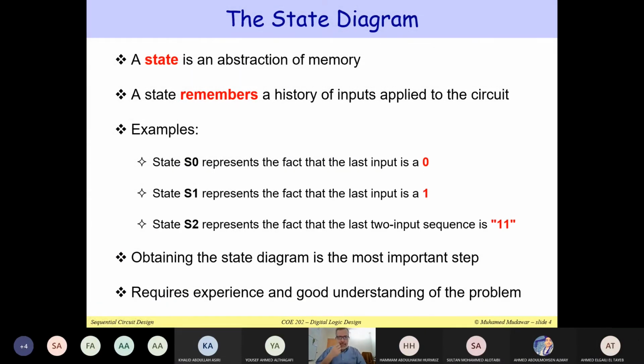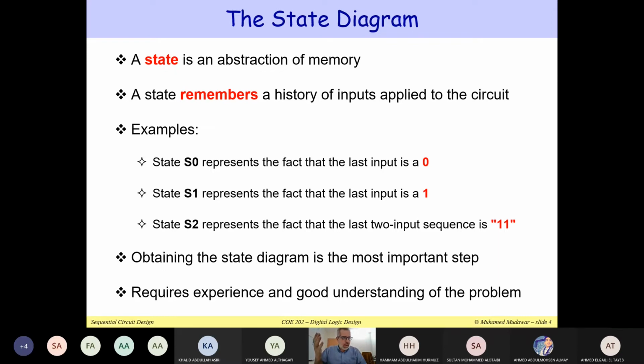Before I start with an example, very briefly, let me talk about the state diagram. Already we have seen the state diagram when we analyze sequential circuits. So remember the meaning of state, it means it's an abstraction of memory. So whenever we are referring to state, we are referring to the outputs of the flip-flops. And when we draw a state diagram, we can give these states names.